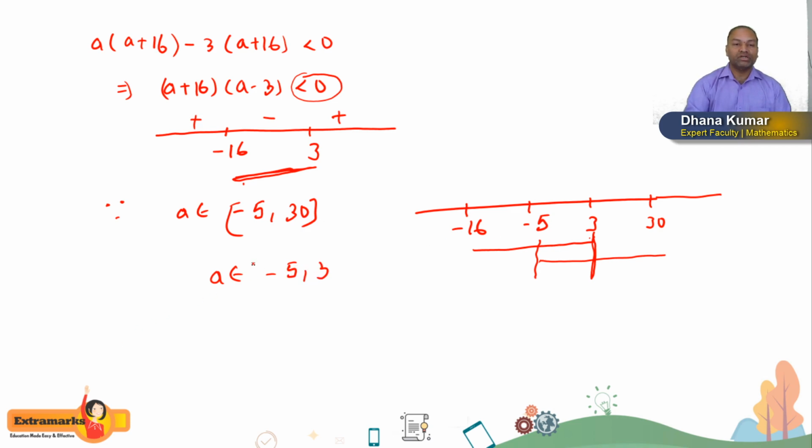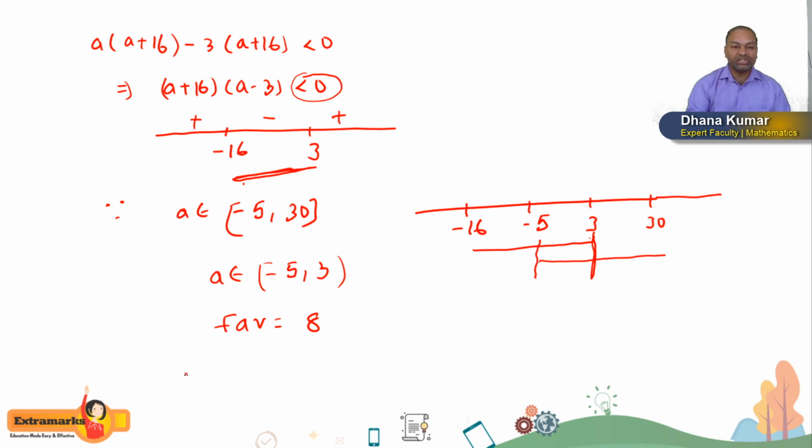Understood? Now what about a belongs to minus 5 to 3? Actually a is an integer. Between this interval, how many integers are there? Negative part 5, then 0, then positive part 1, 2. So 6 plus 2, 8. So favorable cases equal 8.